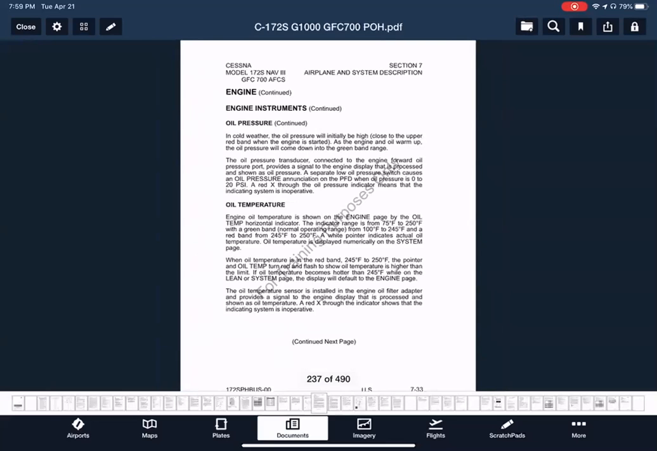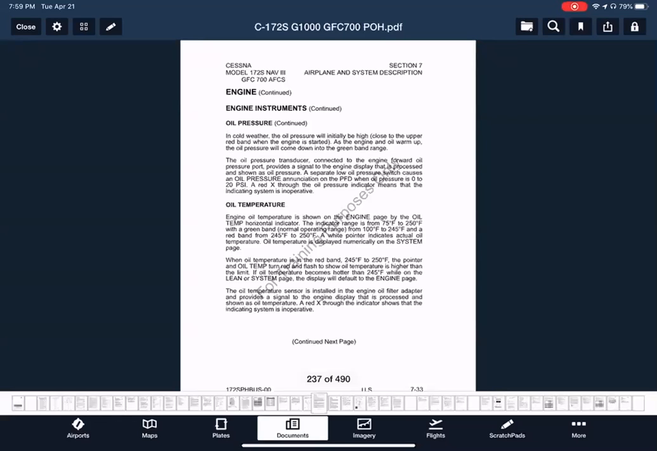So right here on this page, second paragraph under oil pressure, the oil pressure transducer connected to the engine forward oil port provides a signal to the engine display that is processed and shown as oil pressure. A separate low oil pressure switch causes an oil pressure annunciator on the PFD when the oil pressure is between 0 and 20 psi. A red X through the oil pressure indicator means that the indicating system is inoperative. So the information is readily there.